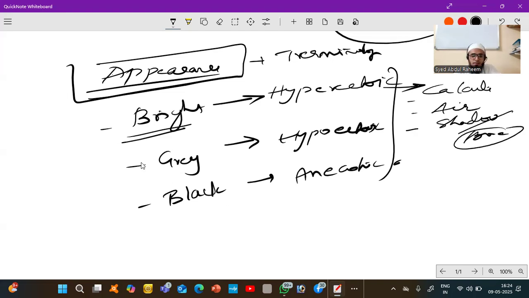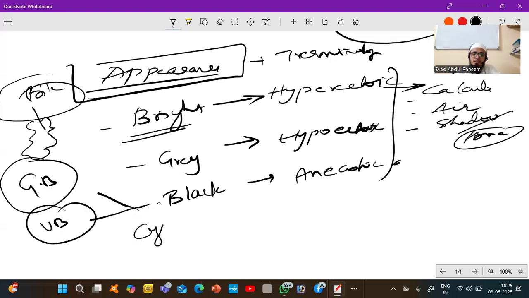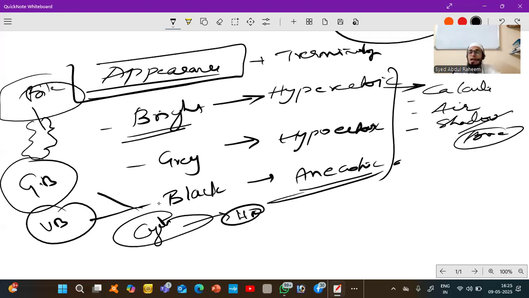Next, we have gray color. Gray is mostly very rare. Then we have black color. Black color appears in the gallbladder, because in the gallbladder we have fluid, that is bile. Due to that bile, we get the black color. And in the urinary bladder, we have urine. And cysts, mostly hemorrhagic cysts, will appear anechoic. So these are the terminologies we have to remember.